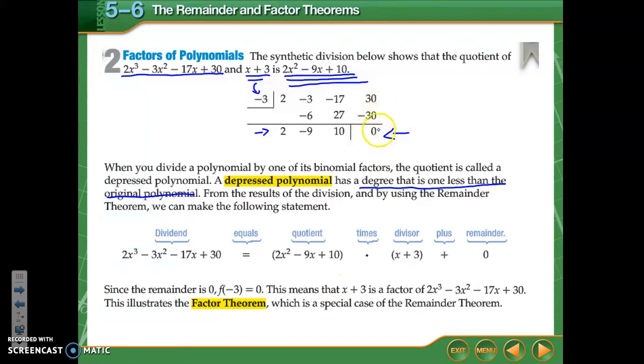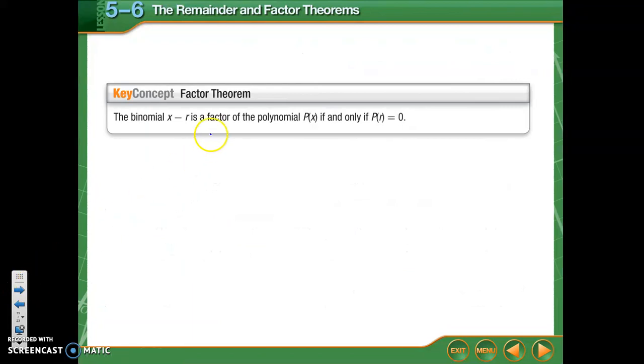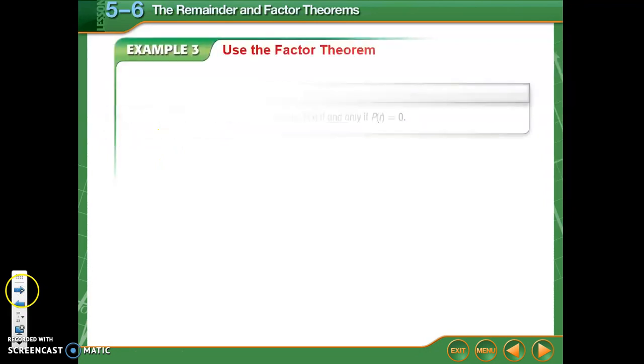So anytime I get a remainder of 0, that means that what I divided by, in this case, x plus 3, my divisor, is a factor of my original dividend. So the binomial x minus r is a factor only if my remainder, or what I get when I plug r into my polynomial, is 0, which makes sense.